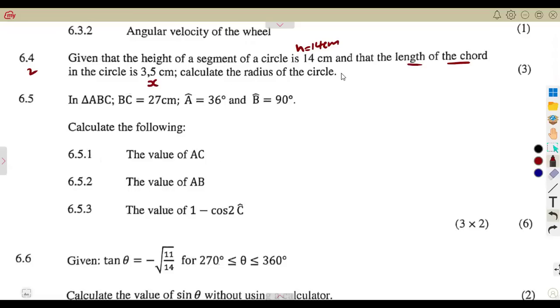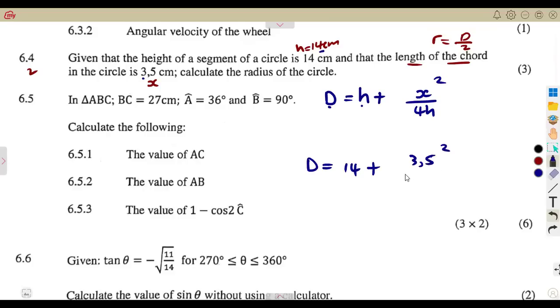You're asked to calculate the radius, and we do understand that radius is diameter over 2. The formula is not given in terms of radius, it's given in terms of the diameter. The diameter is given as h plus x squared over 4h. This is our formula from the formula sheet, where d is the diameter. So you're going to substitute your height, which is 14, plus x squared, our x, which is the chord there, 35 squared over 4 times h, which is 14. You are obtaining the diameter in this case.